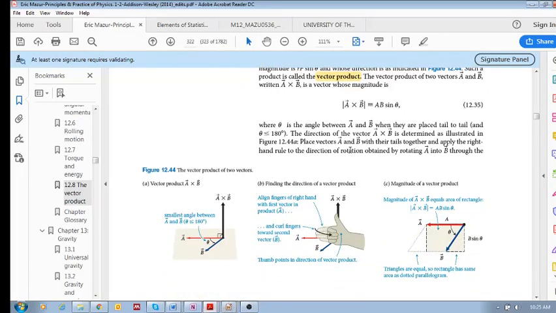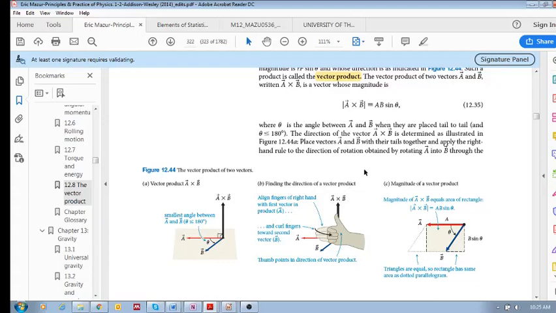So here again, if you say A cross B, you put your fingers in the direction of A and you curl it toward B, and your thumb will be in the direction of the vector product.